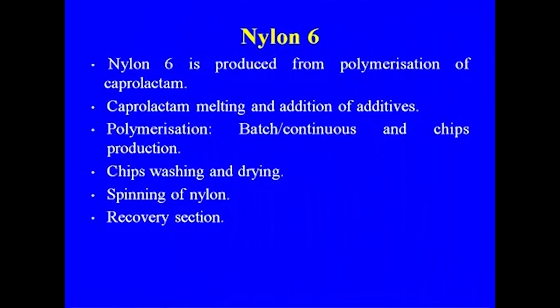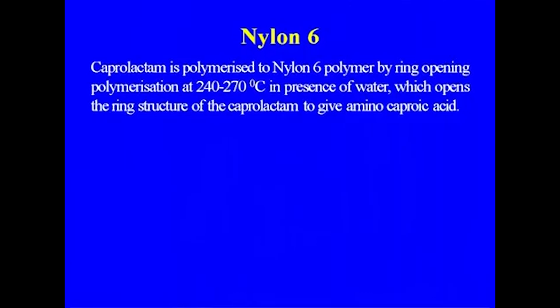Those chips, depending upon the use, can be used for spinning or weaving. In the case of nylon 6 we are using melt spinning. So chips washing and drying, spinning of the nylon, and the recovery section. These are the various units in nylon 6 manufacture. The caprolactam is polymerized to nylon 6 polymer by ring opening polymerization at 240 to 270 degrees centigrade in presence of water, which opens the ring structure of the caprolactam to give the amino caproic acid.